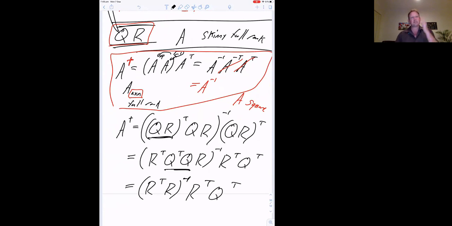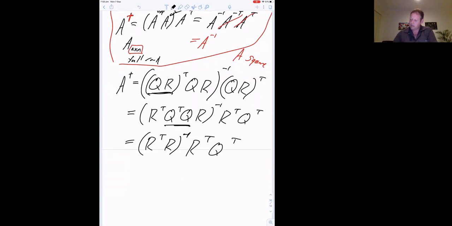Now A was skinny full rank. R is a square matrix, and it's non-singular because it has all the diagonals nonzero. The determinant, which is the product of the diagonals, is not zero. All the elements in the diagonal are not zero. So R is invertible. So then you can write R inverse, R minus transposed inverse, R transposed, Q transposed. So finally, you can cancel these two guys because they're the identity. So you get R inverse Q transpose.